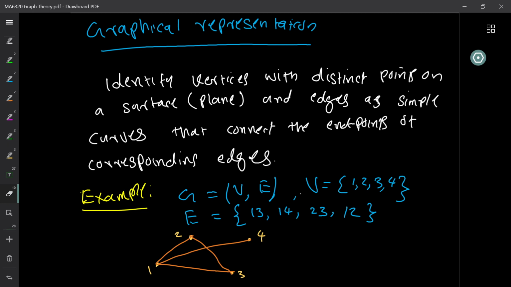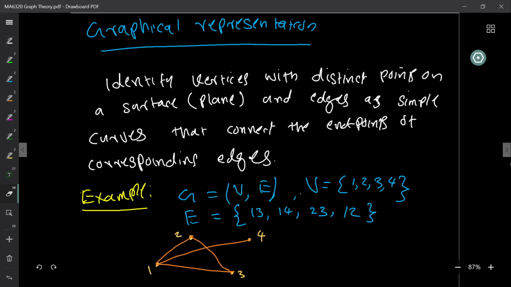So what we do is, given the graph, we identify the vertices of the graph with distinct points on a surface, let's say the plane. Most of the time we will use the plane, and the edges of this graph will be represented as simple curves that connect the endpoints of the corresponding edges. So if, for example, you have the graph G with vertex set {1, 2, 3, 4} and edge set {13, 14, 23, 12}, then we can represent it as follows.